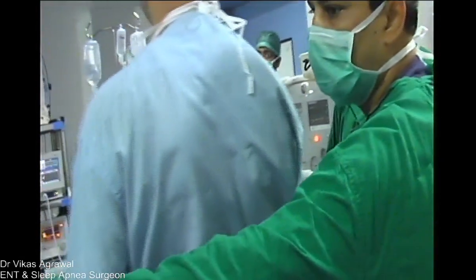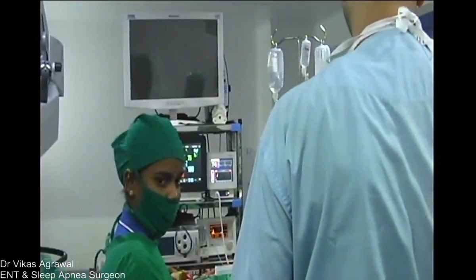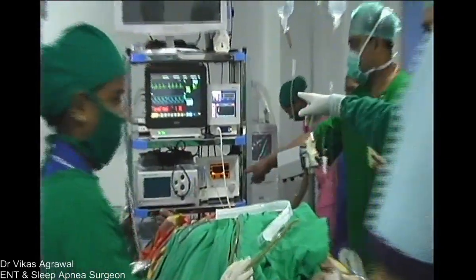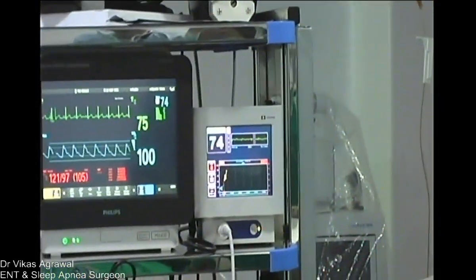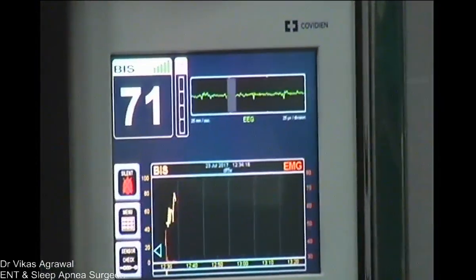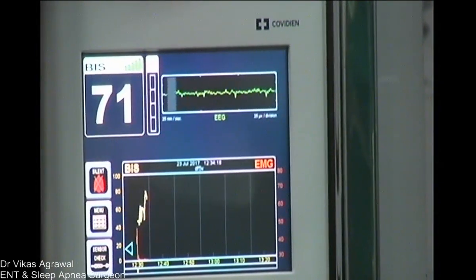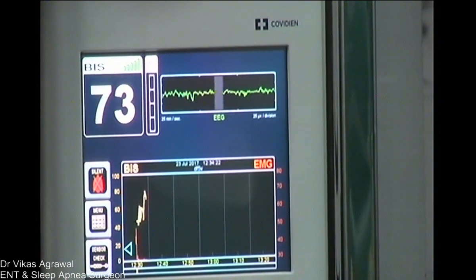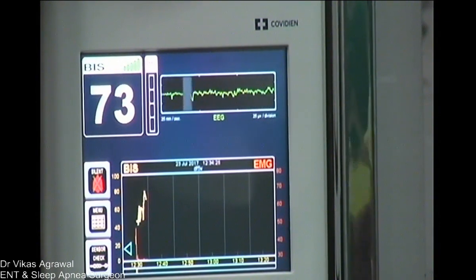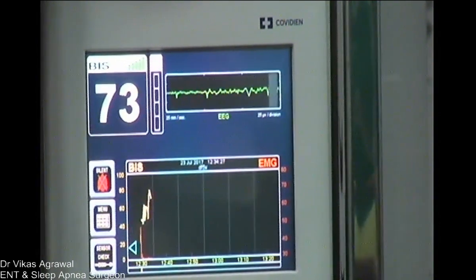Now, can you show the BIS now? Show the BIS first. Yeah, zoom onto the BIS. You can see the BIS score at 70, 71, 72. Now he is out of anesthesia, but he is still deeply sedated, so we'll want him to come to above 80. Can you show the lower one?